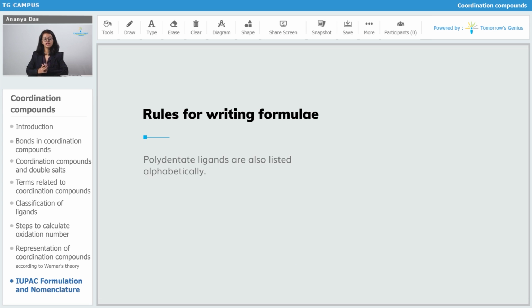So the next rule states that polydentate ligands also have to be listed alphabetically. Polydentate ligands like ethylene diamine, which is written in an abbreviated form as EN, bipyridine, which is written in an abbreviated form as BPY, or tri-EN or di-EN. All of these are polydentate ligands. They also have to be arranged alphabetically.